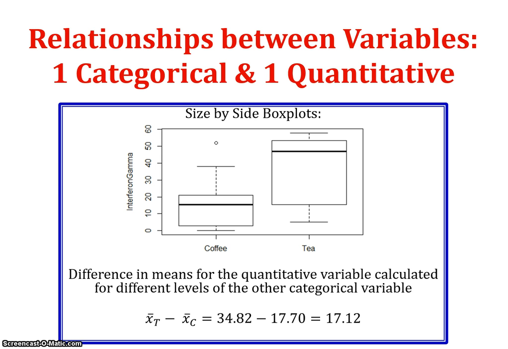When we have one categorical and one quantitative variable, we often visually look at the relationship between those variables using side-by-side box plots, which we can see an example of here, looking at interferon gamma level between people who are drinking coffee and tea in an experiment. And we focus on a difference in means for the quantitative variable calculated for different levels of the categorical variable. So here, the mean interferon gamma level among tea drinkers minus the mean interferon gamma level for the coffee drinkers.